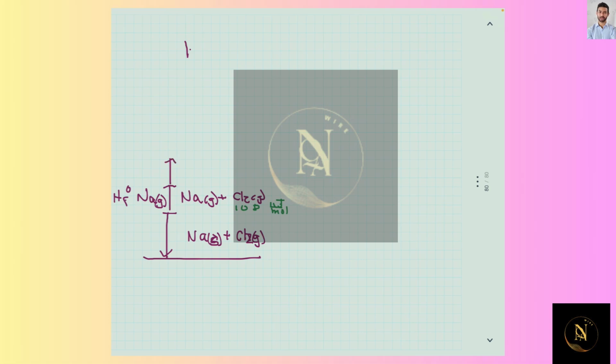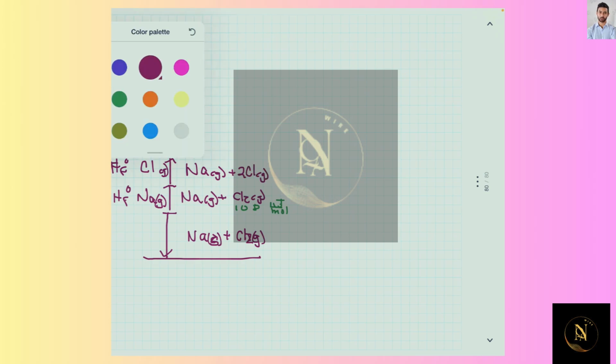Our second piece, our delta H of formation for chlorine gas. Now we've got two of these, so we're going to have to multiply that one by 2. And over here, that will be Na gas plus 2Cl. And this individual value is 121.7, I believe.